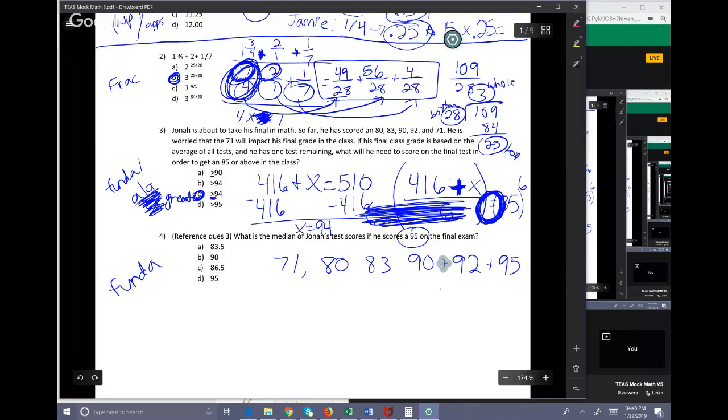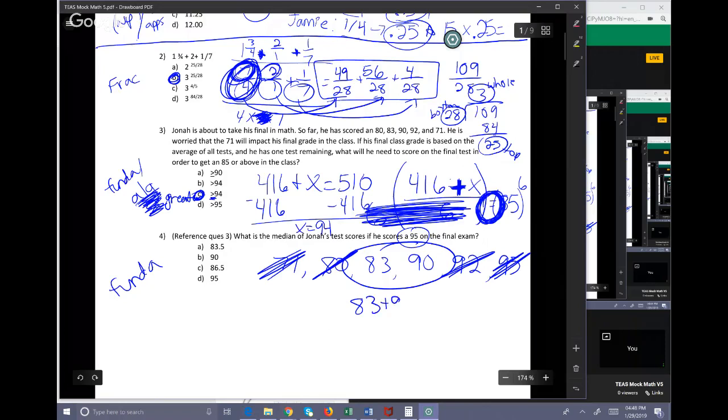I switched from commas to plus signs. I don't know why I did that. So you're just listing them in order from least to greatest. What that allows us to do is to say, as we move toward the middle, we can see what the median value is, which is the very middle actual number. We have 2 of them.